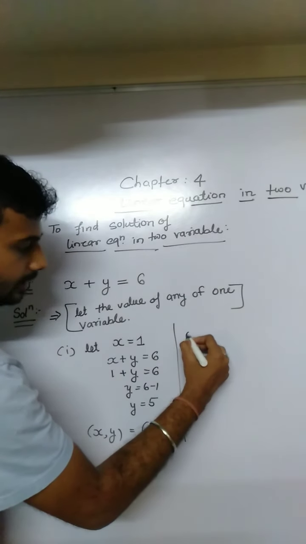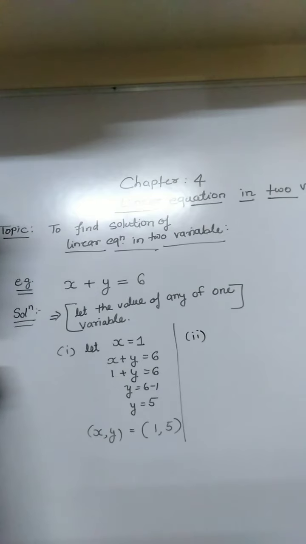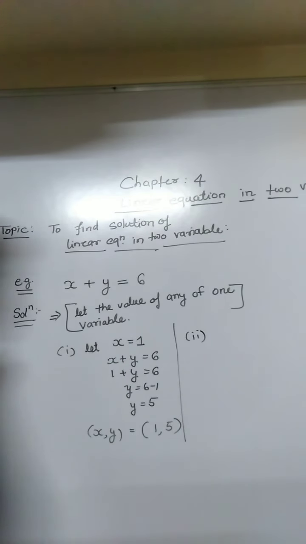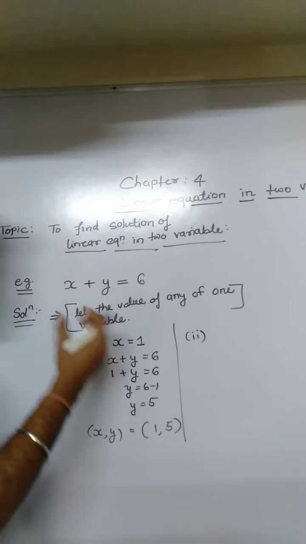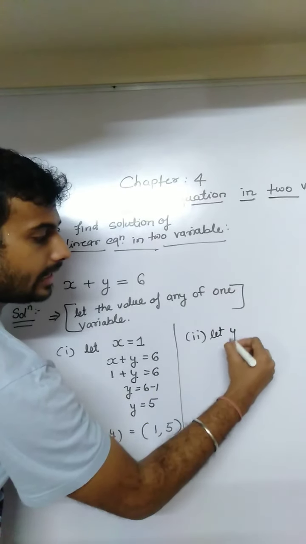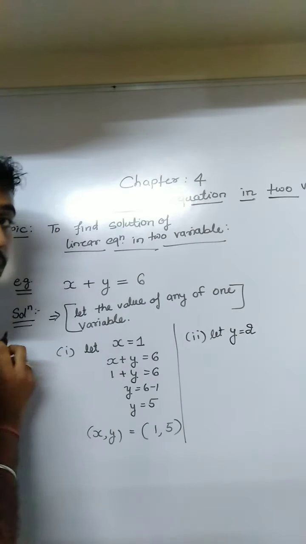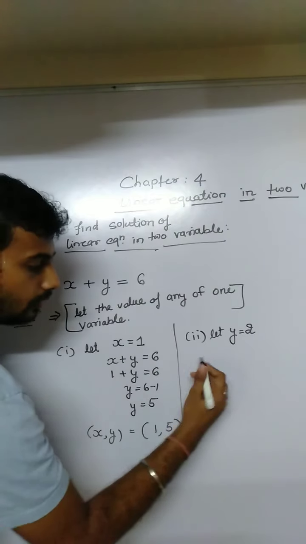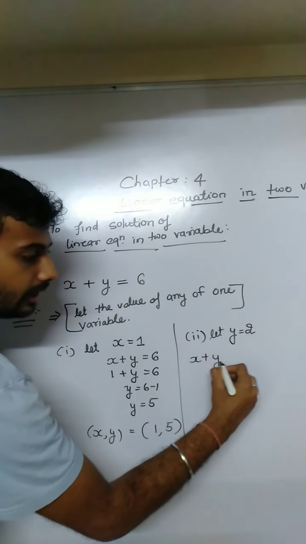Here I have taken a value of x. Now suppose a question arises in the mind, why has sir not taken a value of variable y? You can also take a value for variable y. So let y is equal to 2. Suppose this time I have taken a value for variable y. So I will put this value in the equation.